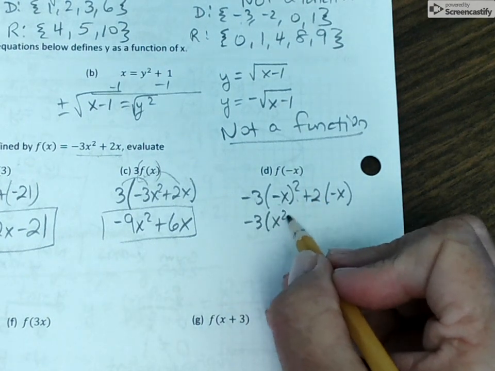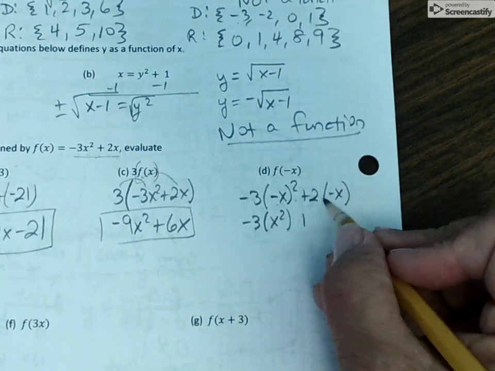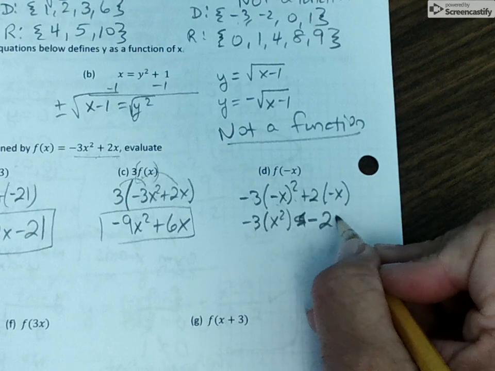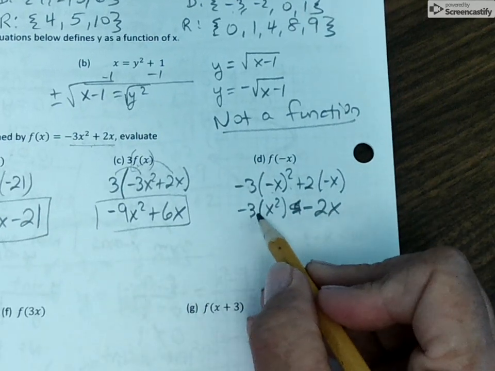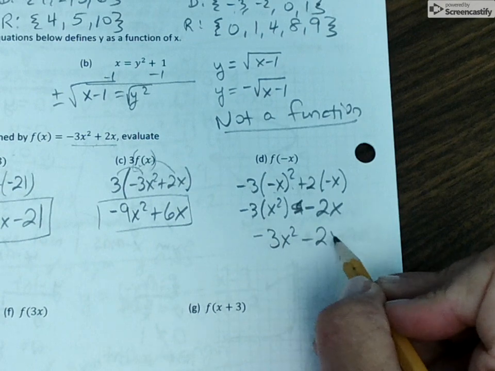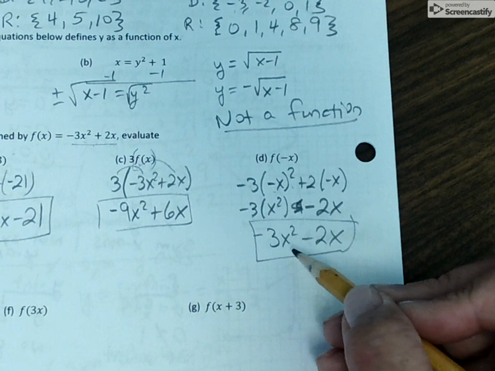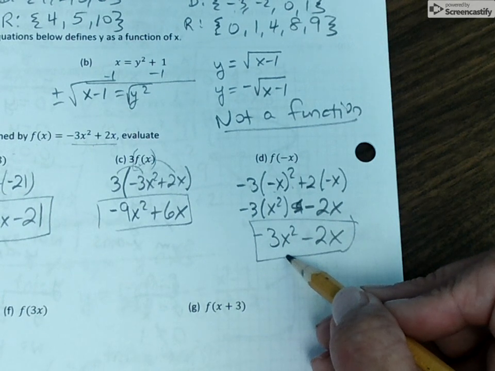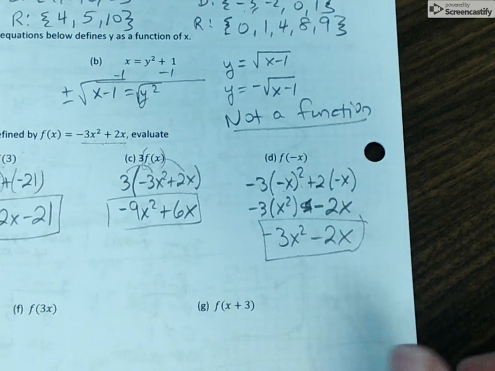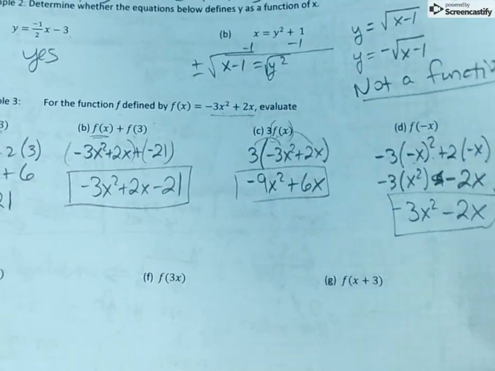So now I have x squared times a negative 3. And 2 times a negative x is a negative 2x there. And again, distribute here, we've got negative 3x squared minus 2x. So f of negative x is equal to negative 3x squared minus 2x. And now we're going to play around with putting that negative sign out in front of the equation instead of putting it with the x.